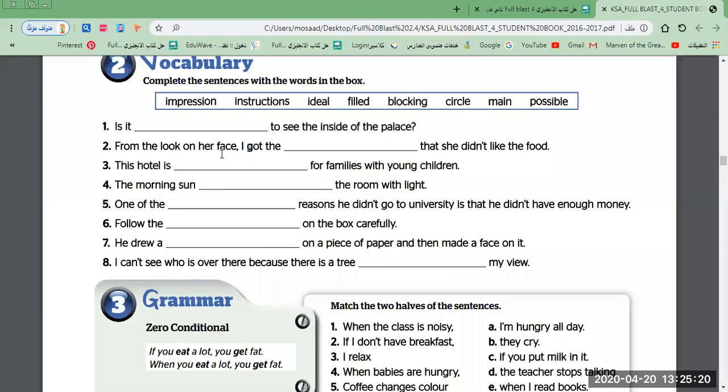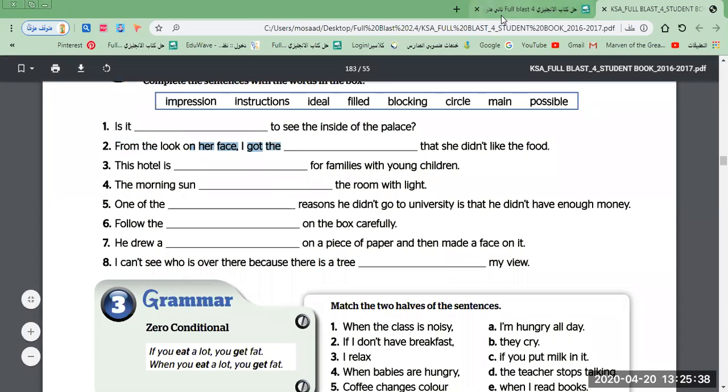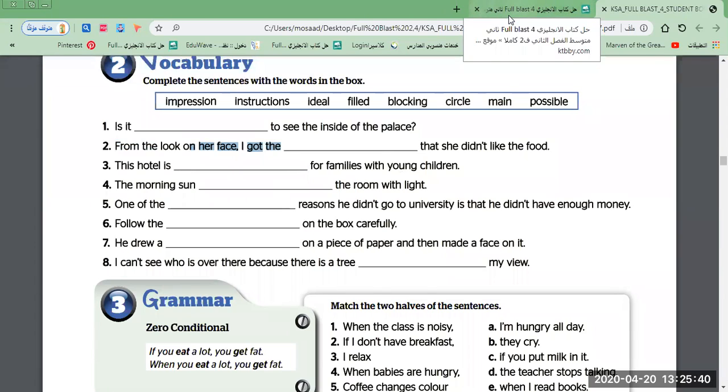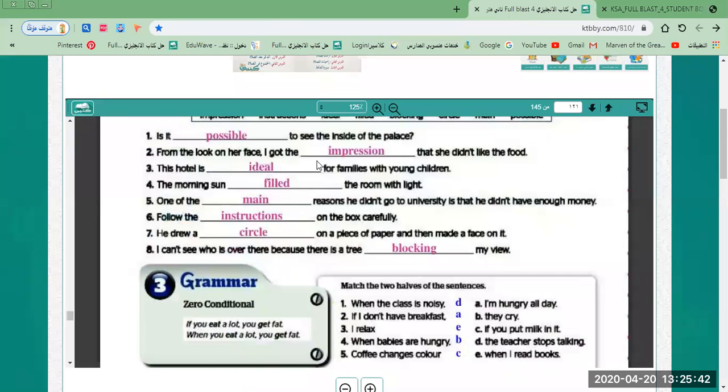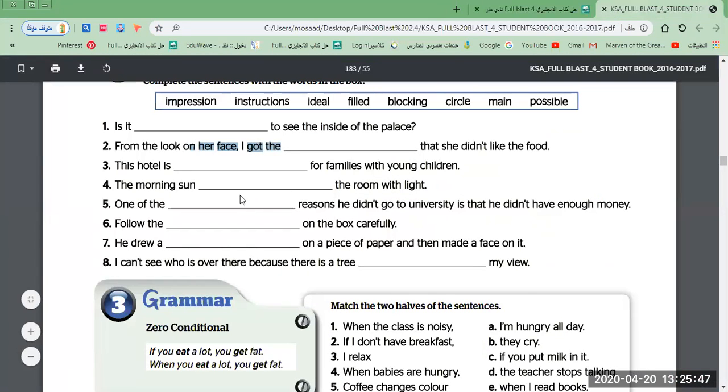Mr. Noor, start reading from the book, from the look on her face. Who can answer the impression, okay? The impression that she didn't like the food. Thank you. Another one, number 3.